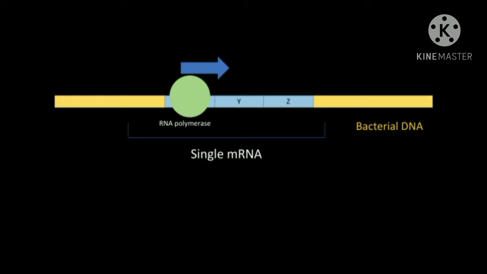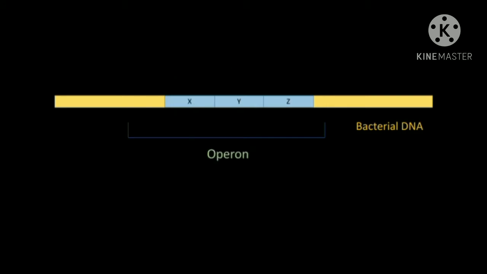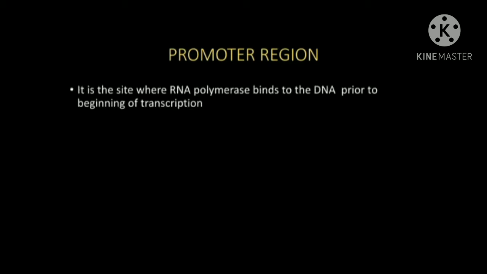Now, this mRNA gets translated into enzymes. Since all genes are seen adjacent to each other, turning on one gene turns on all other genes in the operon. Second part is a promoter region. It is a site where RNA polymerase binds to the DNA in the beginning of the transcription.